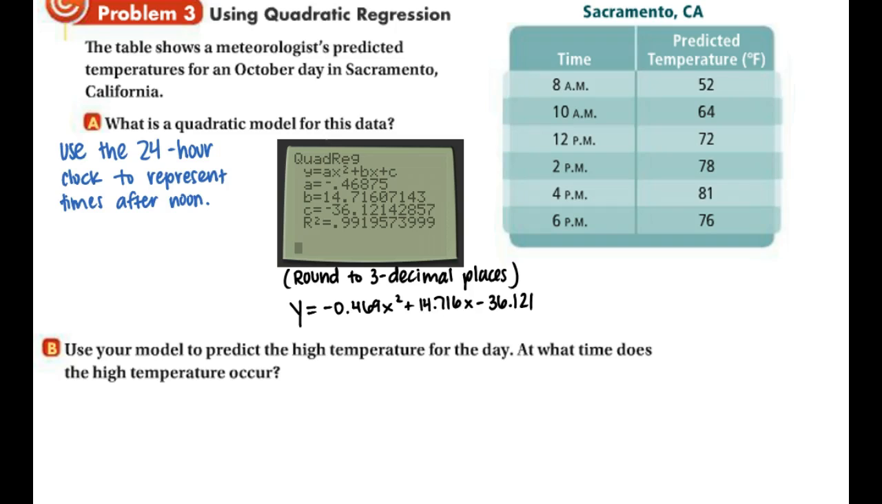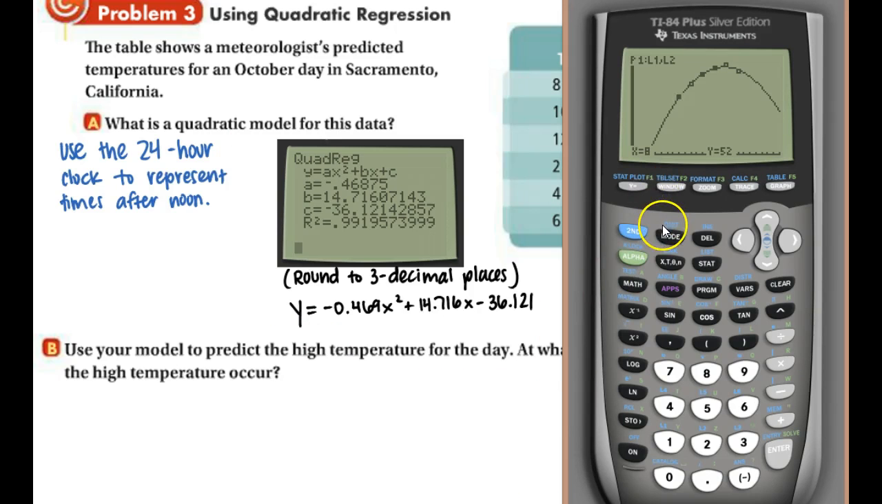Part B is asking us to use our model to predict the high temperature for the day. At what time does the high temperature occur? So let's go back to our calculator and go to the maximum feature, because if we're looking for the high temperature of the day, that means we're looking for the max value or the vertex. And you can see that the parabola is opening down, so our vertex is called the maximum or the highest point of that parabola.